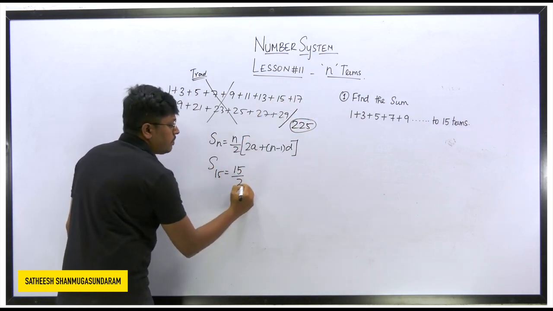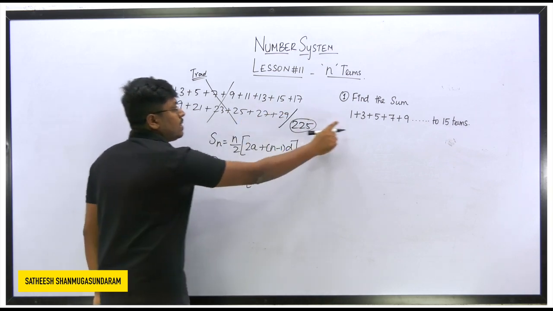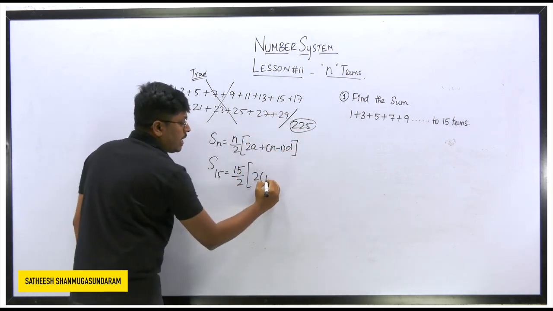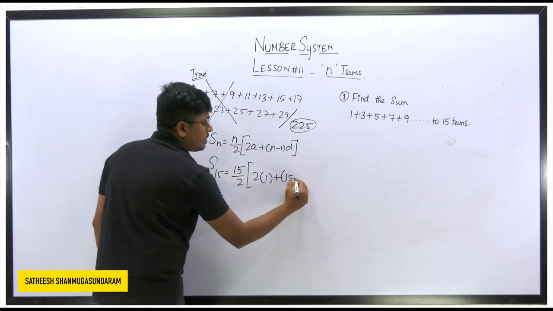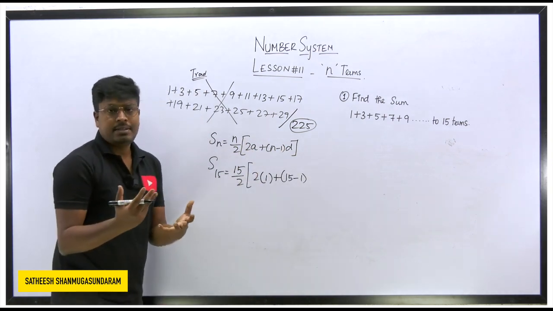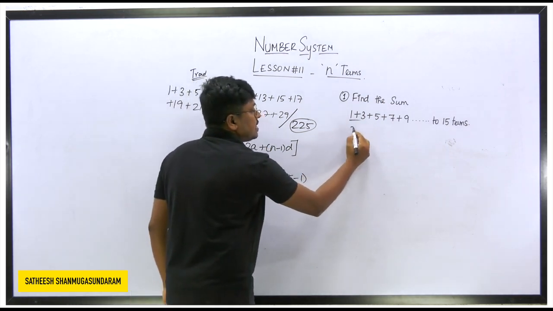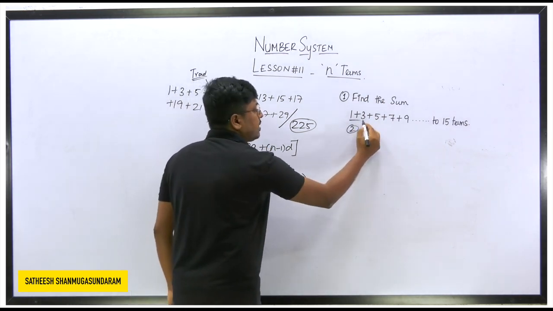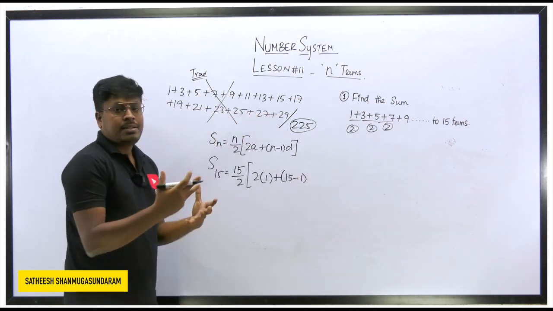So 15 by 2, into 2 into a. Here a is the starting number. What is the starting number here? 1. So a will be 1. Plus, again n will be 15. See how easy it is. The last value is d. d is nothing but the difference. Take any two numbers and see the difference. The first two numbers, 1 and 3: what is the difference? 2. Similarly, 3 and 5 difference 2, 5 and 7 difference 2. According to the question, the difference may vary.